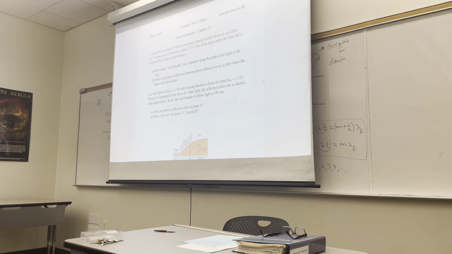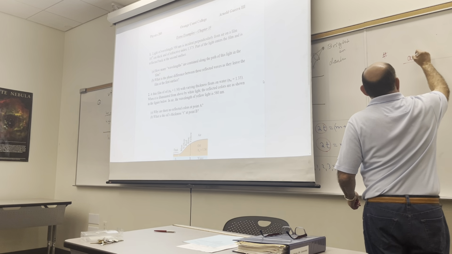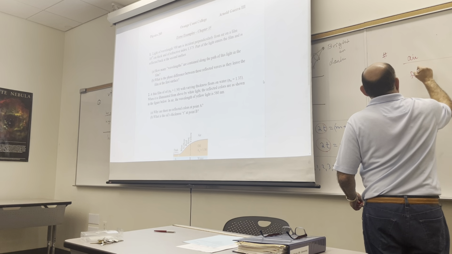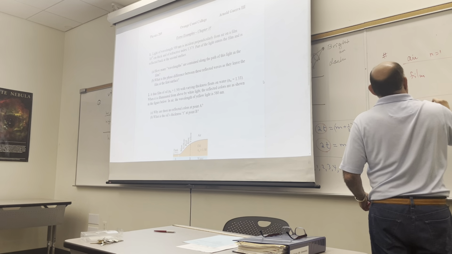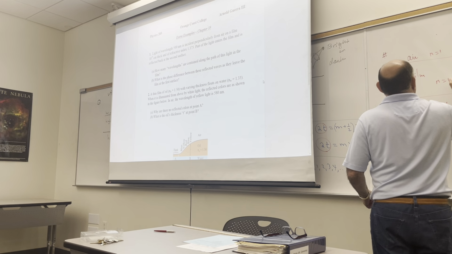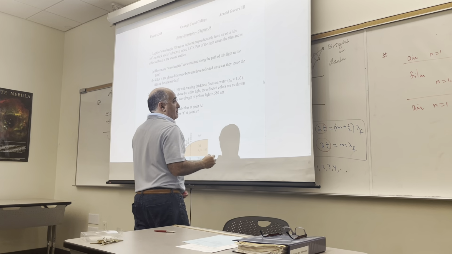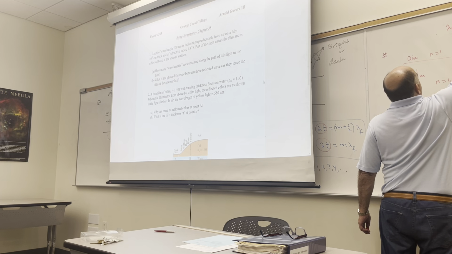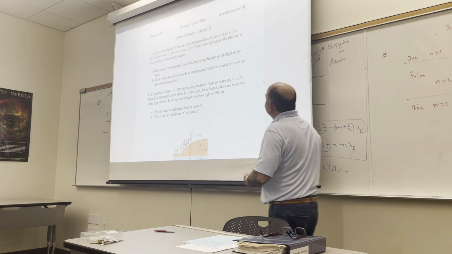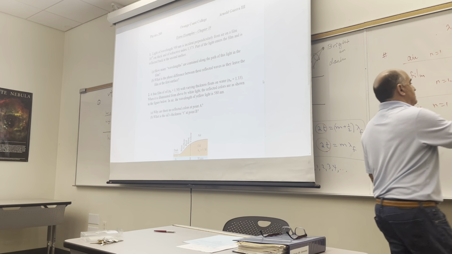So number one, right? So you have air, film, air. N equals 1, N equals 1, N equals 1.375, I think it was. And the wavelength of the light in air is 500 nanometers. Oh, and the thickness of the film is 10 to the minus 4 centimeters.